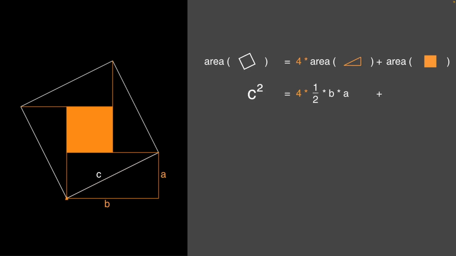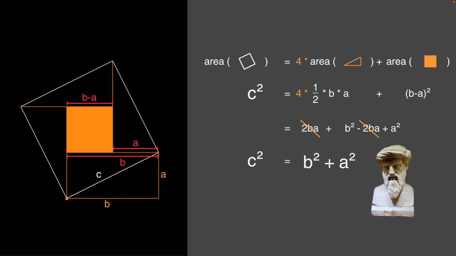mini square. According to the drawing, the long side of the triangle is B, the short side is A, and so the side of the mini square is B minus A, making its area B minus A squared. Simplifying the terms, the area of the triangles is 2BA, expanding B minus A squared gives us B squared minus 2BA plus A squared. The 2 common terms 2BA cancel each other out, and we're left with the final equation of c squared equals b squared plus a squared.